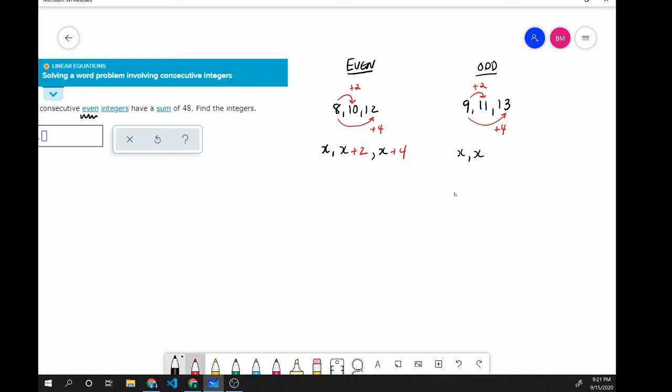So x, and then x plus 2, and then x plus 4. So that same setup you would use for even or odd, whereas the regular consecutive without even or odd would just be the plus 1 plus 2.